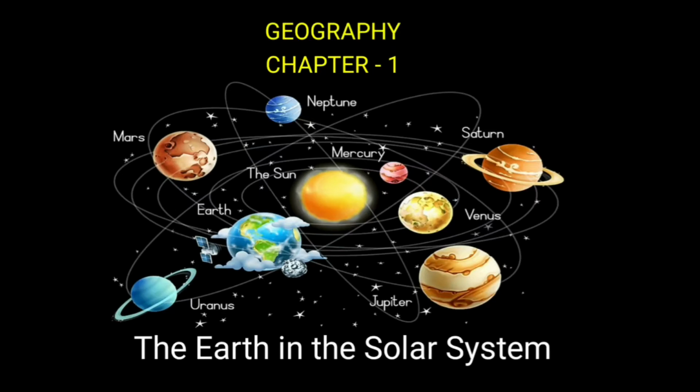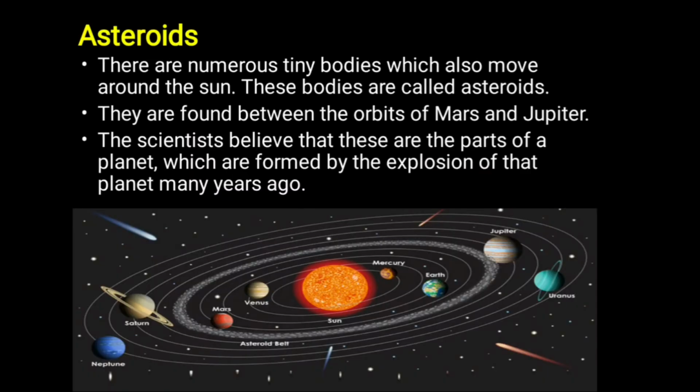We are continuing the first chapter of your geography, that is the earth in the solar system. In the last video we discussed up to the moon, and in this video we will discuss asteroids and meteoroids. Let's start.